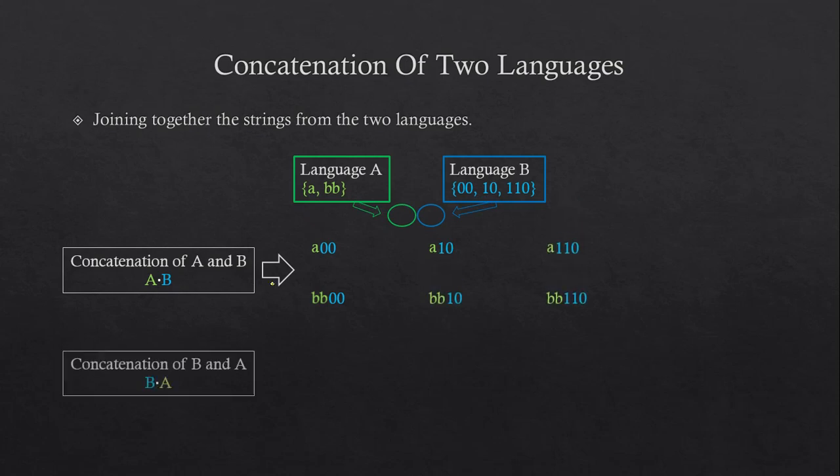Concatenation is dependent on order, so if we were trying to create B.A instead of A.B, we'd have to take all the strings in the other order.